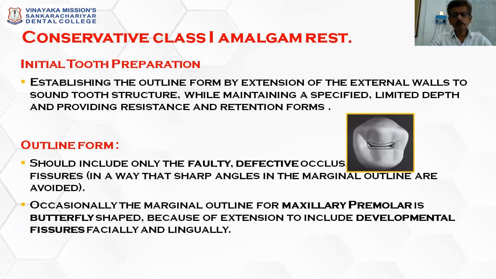I've already given you certain points that need to be taken into consideration while preparing the outline form, so I won't be repeating it. An outline form, as I said, means the initial peripheral margins of the cavity that you're preparing on the indicated tooth that contains the lesion. It could be caries or a non-caries. Now, it should include only the faulty, defective occlusal fissures.